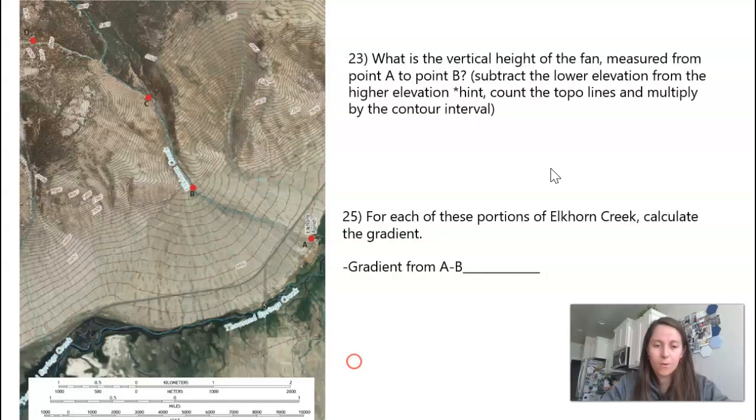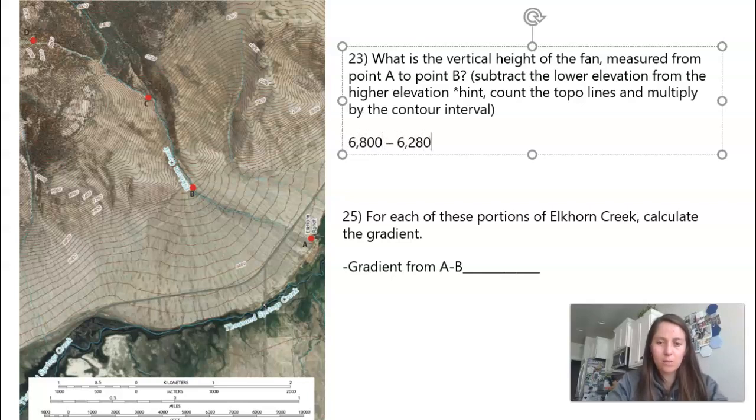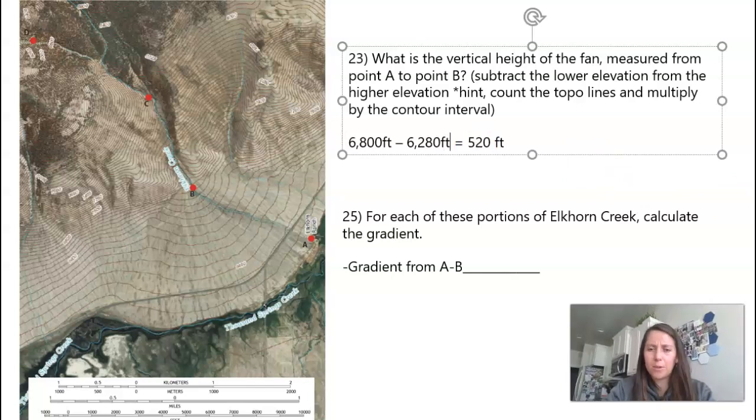Okay, so again, B was at 6,800, we had said, and we calculated that A was at 6,280, so that means that the operation should be 6,800 minus 6,280, which gives us, what is this, 520 feet. So that's the change in elevation between those two points. Okay, cool. So now you know how to calculate that change. And we had done this in the Topo Maps lab, but I just wanted to give you a refresher.